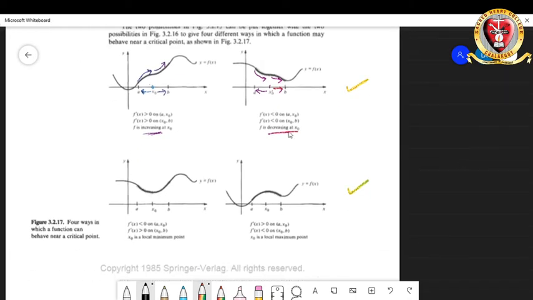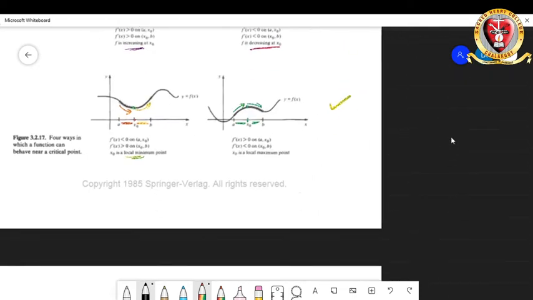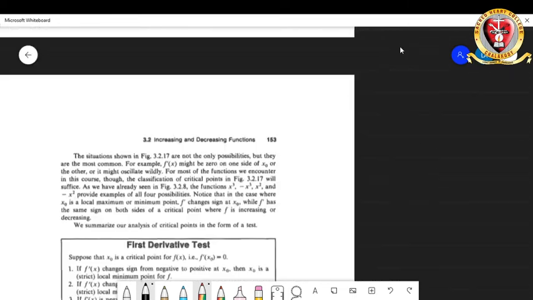And there are other possibilities. If this is x naught, on the left side the function is decreasing, and on the right side the function is increasing. So decreasing, then increasing. That means x0 is a local minimum point. Here, to the left the function is increasing, and to the right the function is decreasing. That means this point x0 is a local maximum point.